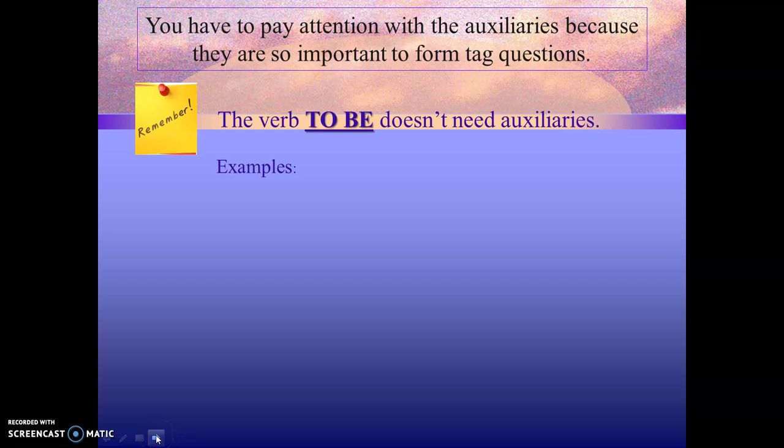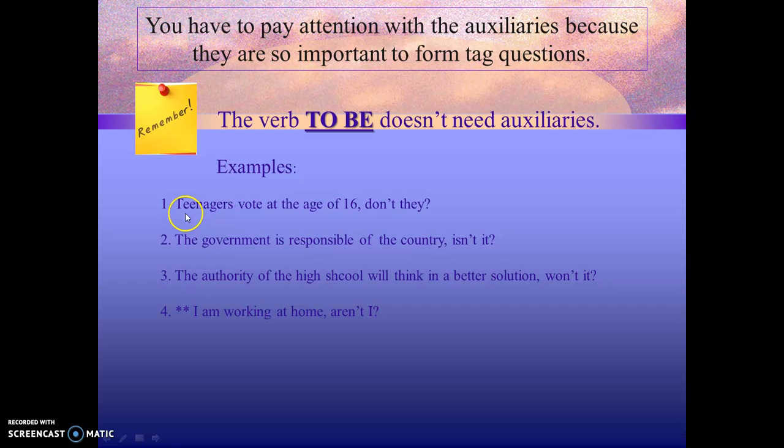In this case, we have to look at some examples. Example number 1. Teenagers vote at the age of 16, don't they? Example number 2. Read with me. The government is responsible of the country, isn't it? Example number 3. The authority of the high school will think in a better solution, won't it? And example number 4 is, I am working at home, aren't I?